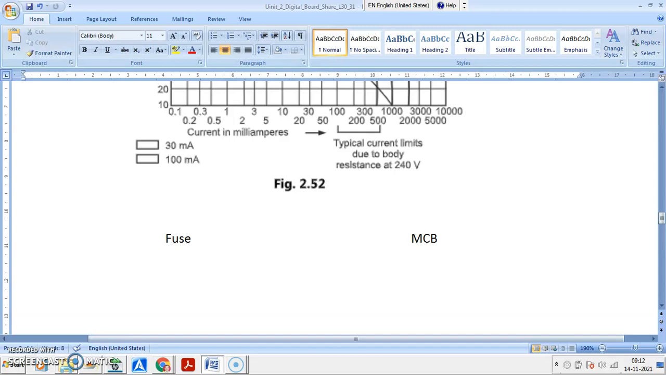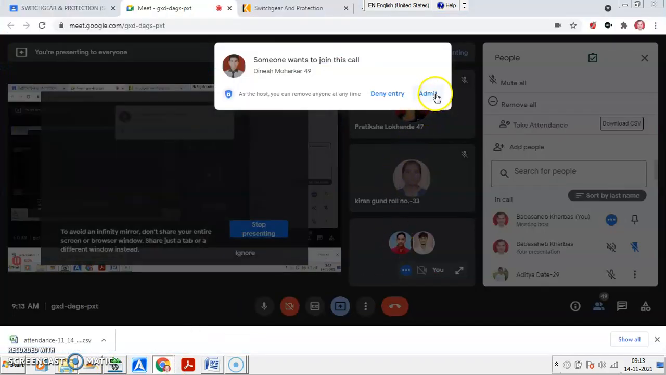In old houses we have fuse connections. Now normally for industrial purposes we go for MCB. So you should be able to compare fuse and MCB like this if it is asked.